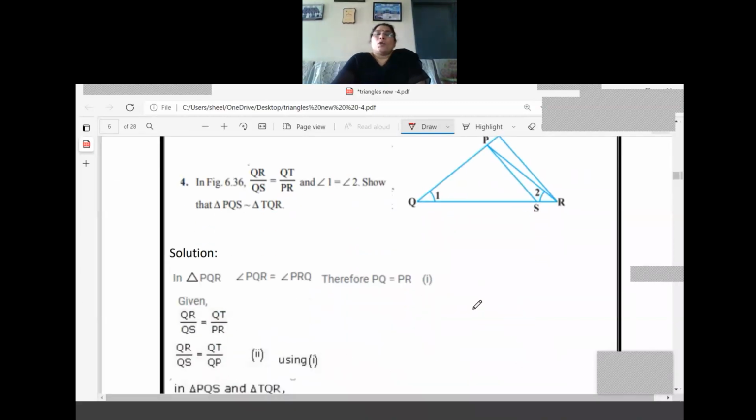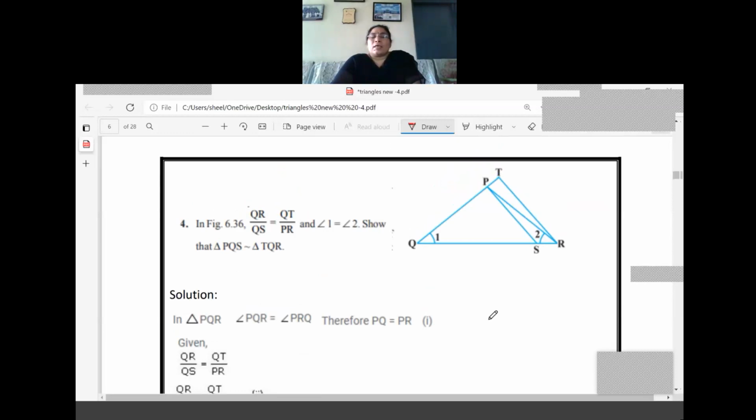Fourth question, QR by QS equal to QT by PR. Now, also given that angle 1 and 2 are equal, show that triangle PQS is similar to triangle TQR. Triangle PQS, if you check in the diagram, you are getting the side PQ and QS only, and angle 1 is coming. So, angle 1 criteria is already given, right? Now, TQR, if you consider, angle 2 is coming. So in these two triangles, angles have no issues. It is already coming, angle 1 and 2.